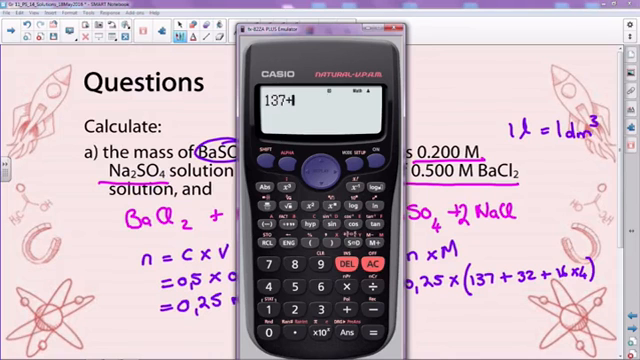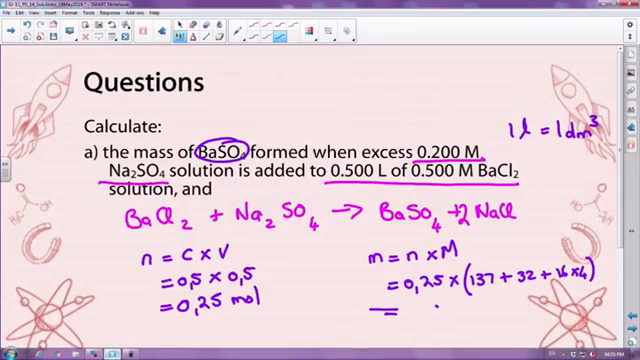37 and 32 and 16 times 4. Let's just put this in brackets. I know we're nearly out of time, so just do this quickly. 16 times 4. Sorry, I had to shout at the calculator. Gives me 233, and I'm going to multiply that by 0.25. And my answer is going to be 58.25 grams. Sure, okay, and that's us.